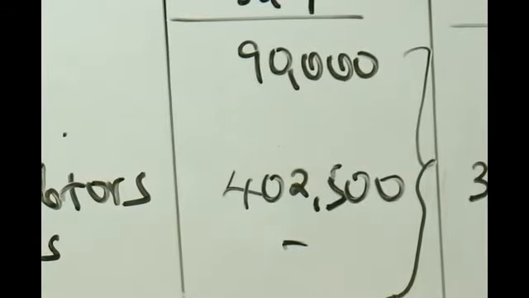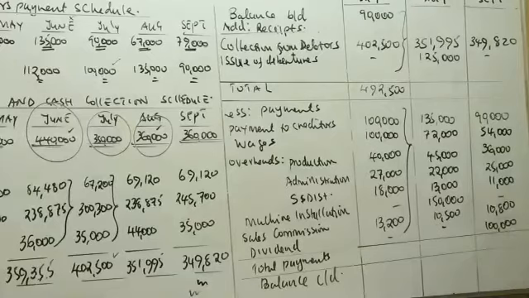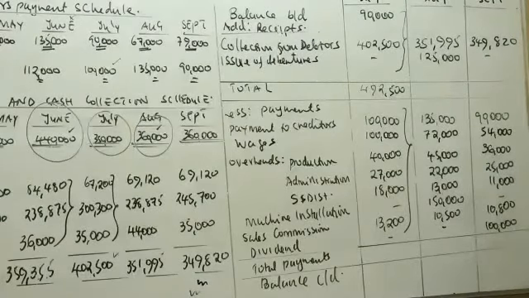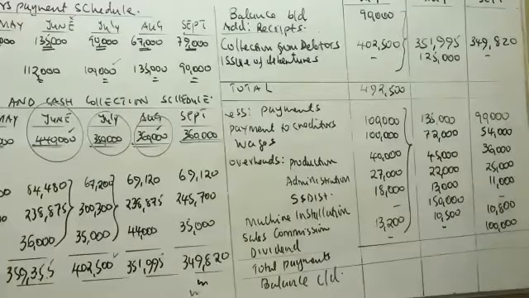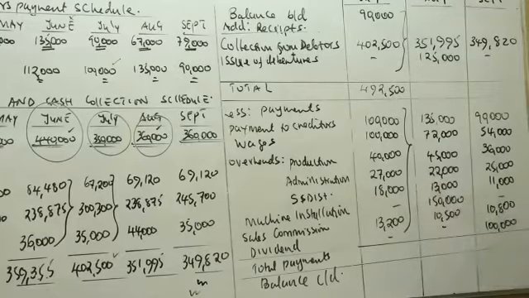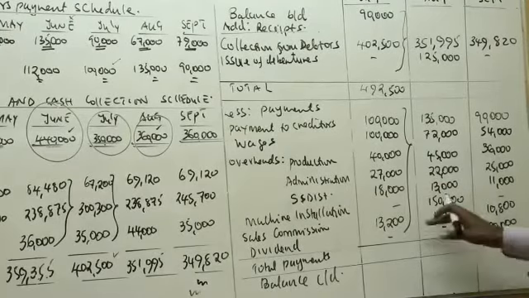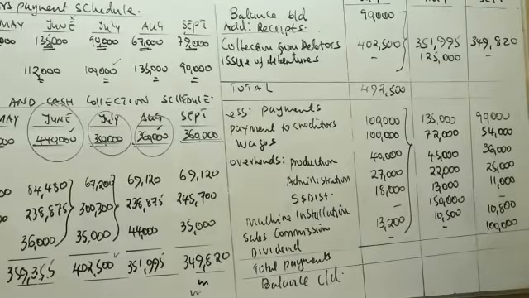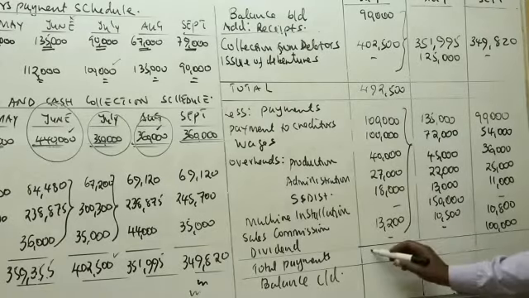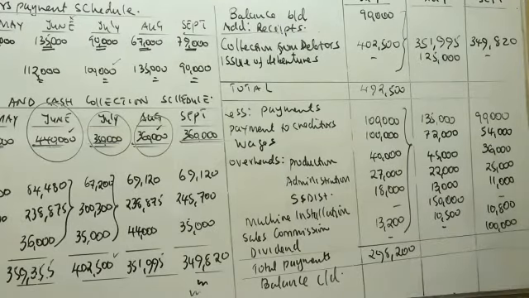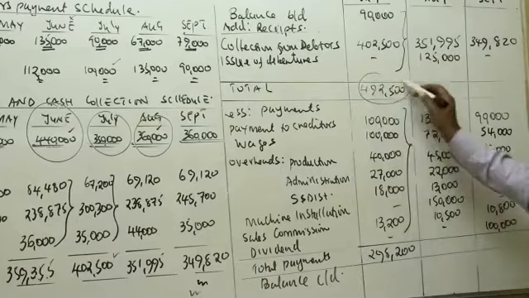So let's have this total for payment. Total for payment is 100,000 plus another 100,000 plus 40,000 plus 27,000, plus 18,000, and then plus 13,200. That gives us 298,200. Now let's get the difference between A and B.